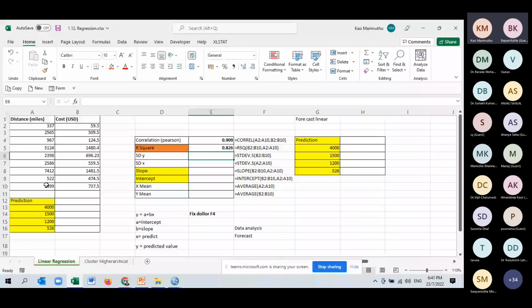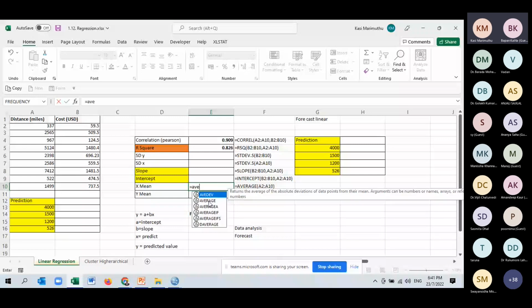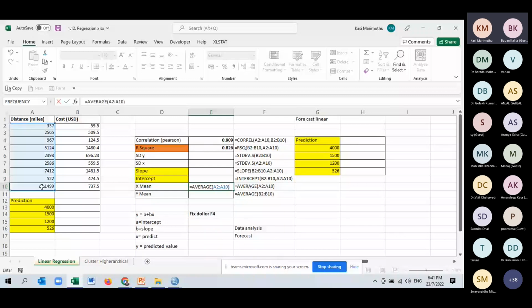Okay. Could you also please calculate the mean for X and the mean for Y? Shall we calculate the mean? Yes, sir. Mean is nothing but average. So just type AVERAGE, the X variable, close the bracket. Equal to AVERAGE A2 colon A10, X variable only, enter.